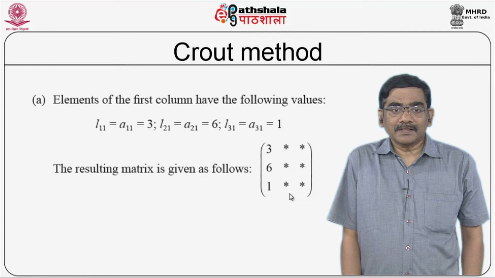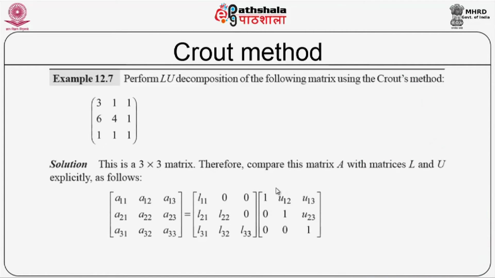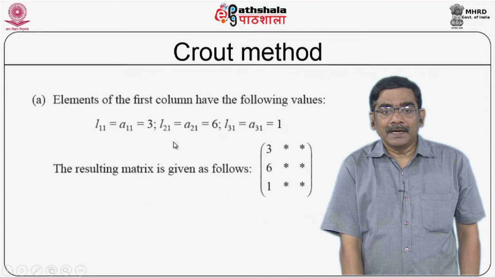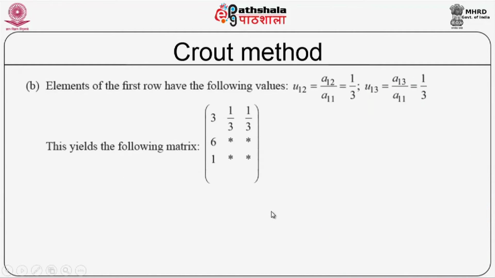So, you can see that the first step is L11 equal to A11. So, L21 is equal to A21 and L31 equal to A31. So, now I can use the values straight away 3, 6, 1 and I can find the elements of this particular column. So, similarly, I can find the first row U12 and U13. So, from the previous equations you can find that U12 is going to be A12 by A11. So, it becomes 1 by 3 and U13 becomes A13 by A11 to get 1 by 3. So, this yields this matrix.